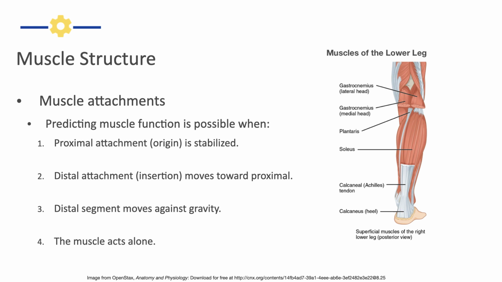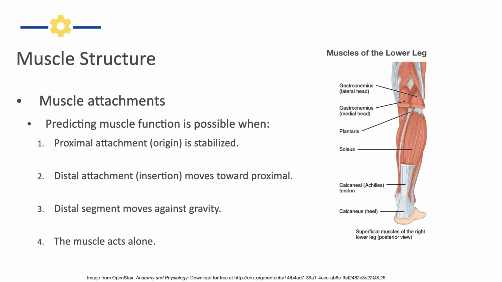So muscles typically attach to two bones, and they'll have a proximal attachment and a distal attachment. The proximal attachment is called the origin, and the distal is called the insertion. If I know the origin and the insertion of a muscle, I can be very good at predicting what action that muscle will cause, because muscles can only do one thing. They can only pull, and they pull in a way that brings the origin and the insertion closer together.